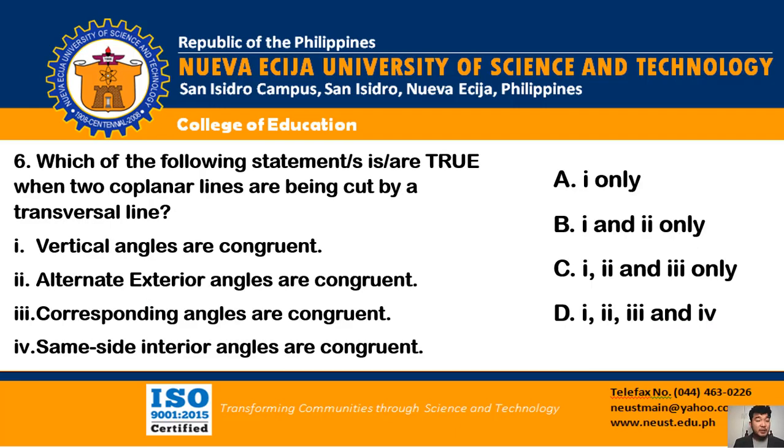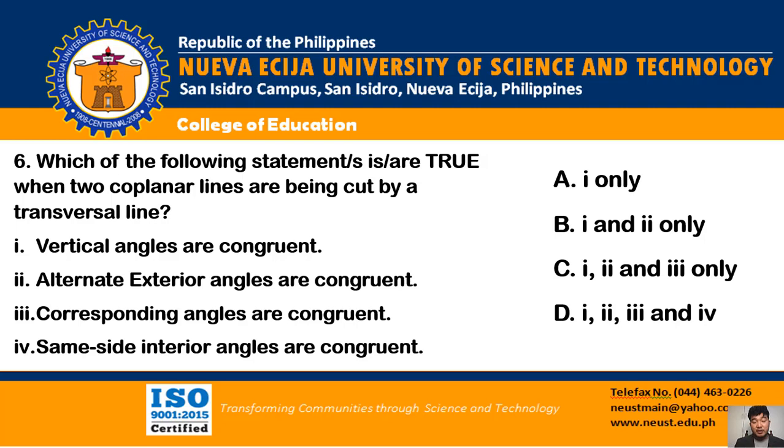Number 6. Which of the following statements is or are true when two coplanar lines are being cut by a transversal line? 1. Vertical angles are congruent. 2. Alternate exterior angles are congruent. 3. Corresponding angles are congruent. 4. Same side interior angles are congruent.